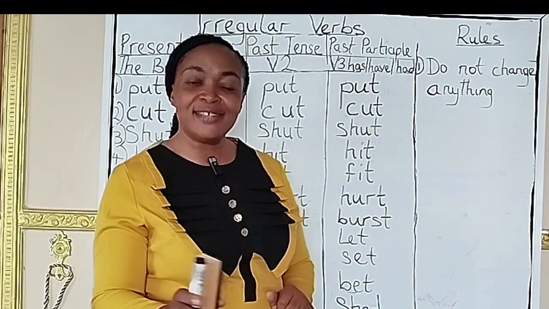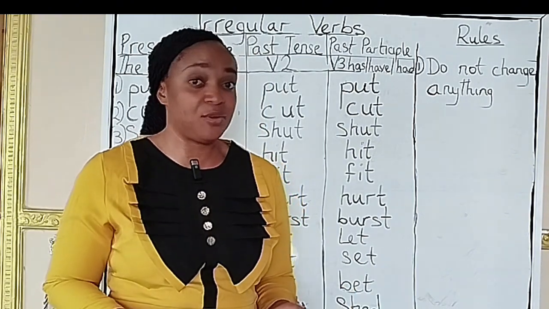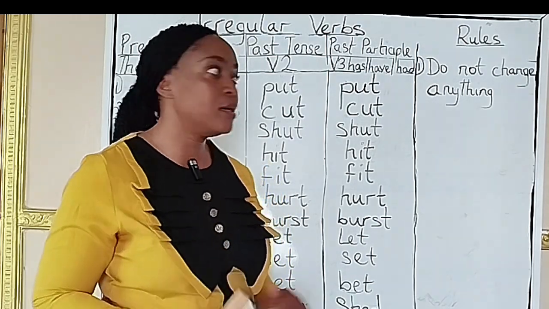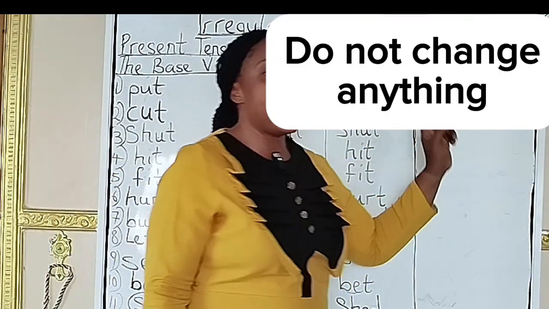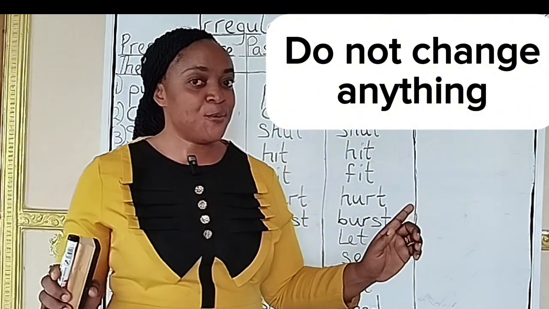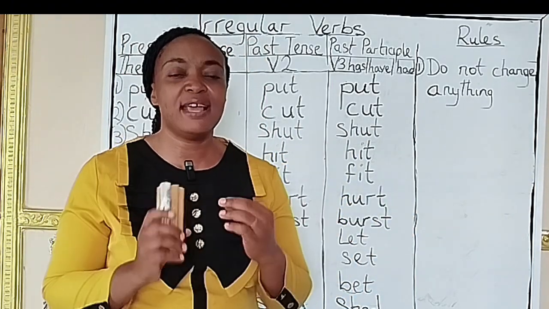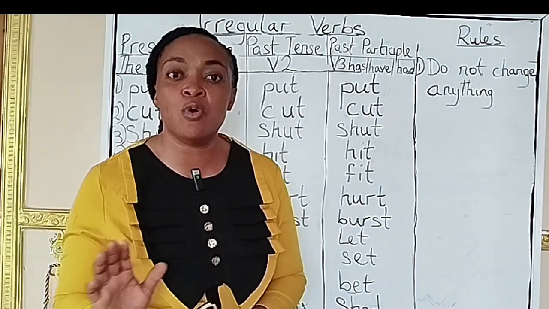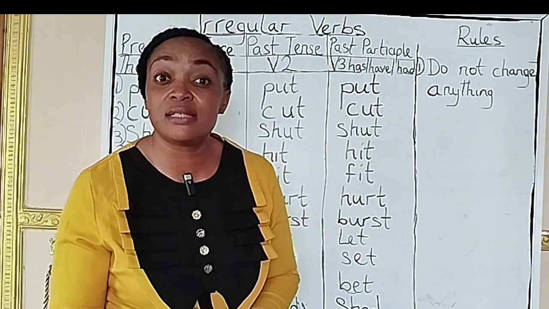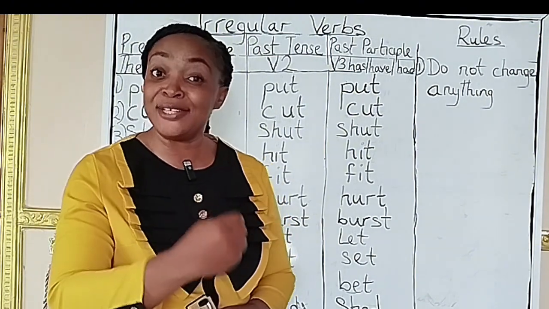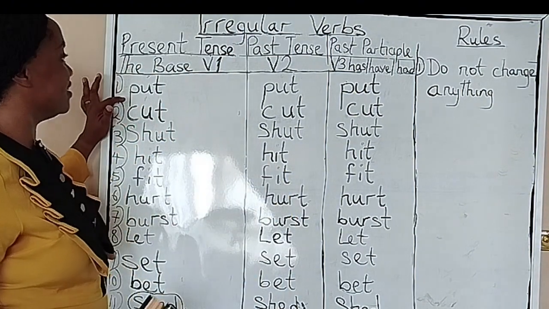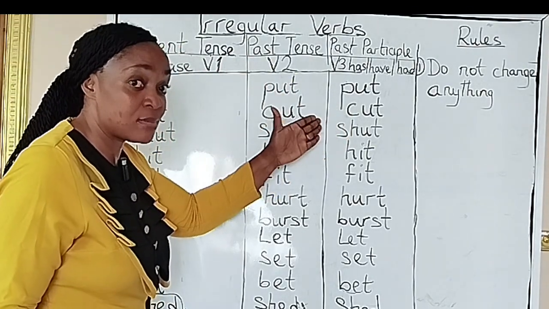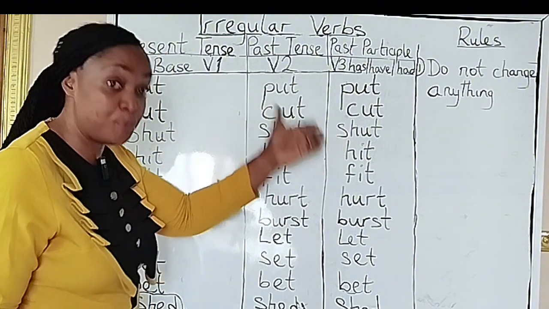So, in today's tip number 1, if you like, you can also call it rule number 1. We're going to see the rule that states, do not change anything. So, we're going to see 15 irregular verbs that don't change their forms. They maintain the same form. Follow me and let's do this together. Number 1, put, put, put. I put, I've put, you've put, they've put.